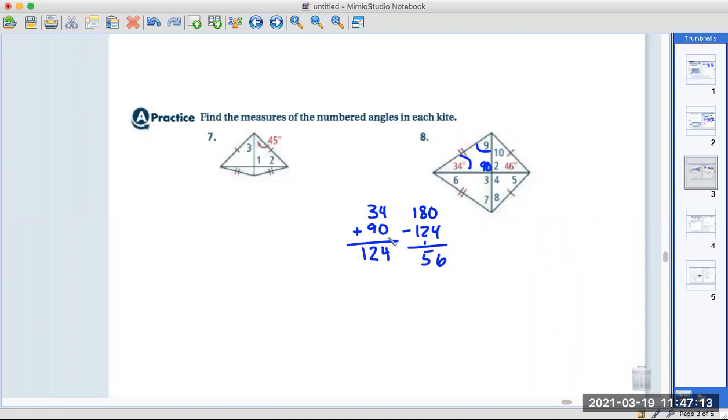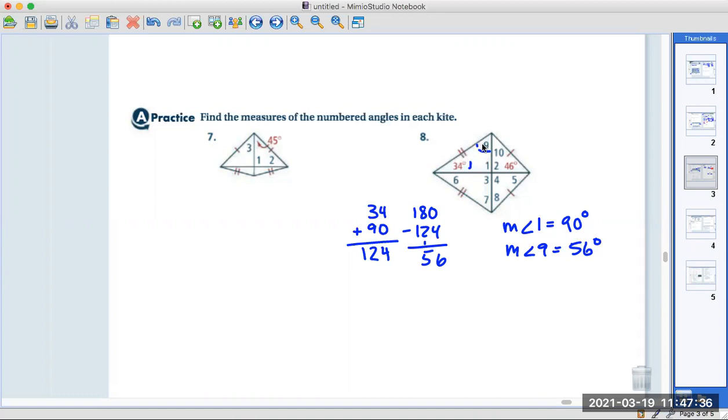56. So I'm going to write them all out here. Measure angle 1, I think, is 90 degrees. Measure angle 9 is 56 degrees. So I'm done with this triangle, correct?